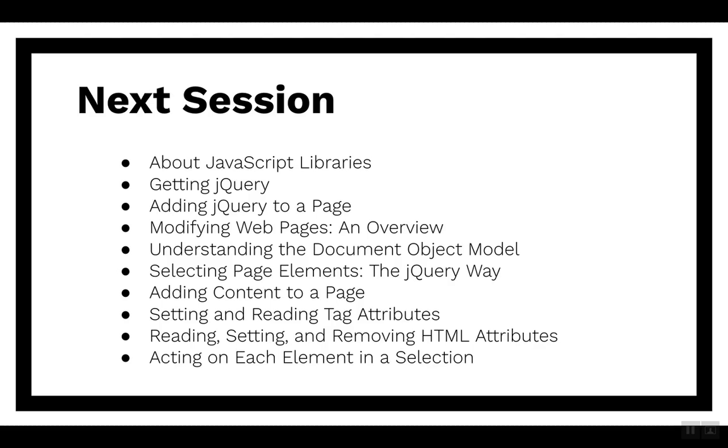So this concludes this session. Let's do a quick recap. So we covered the window object, the screen object, as well as the navigator object. The reason they're important is because we can figure out what kind of browser the user is using, and based on that we can make changes that will enrich the user experience. So in the next session we're going to be talking about JavaScript libraries, adding jQuery, and manipulating the HTML using jQuery.